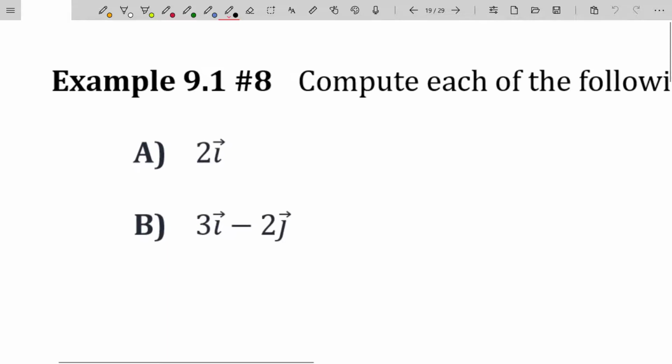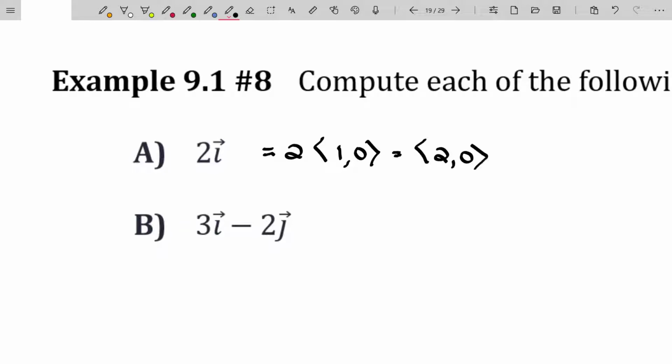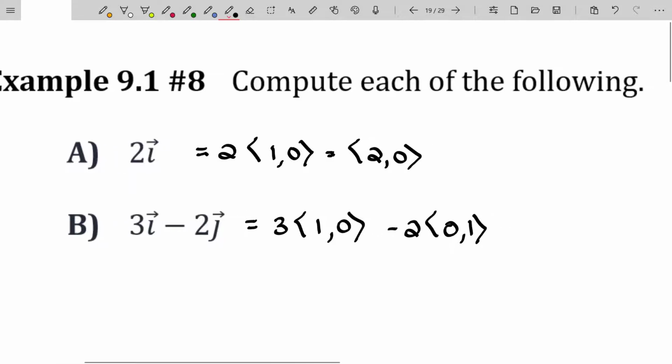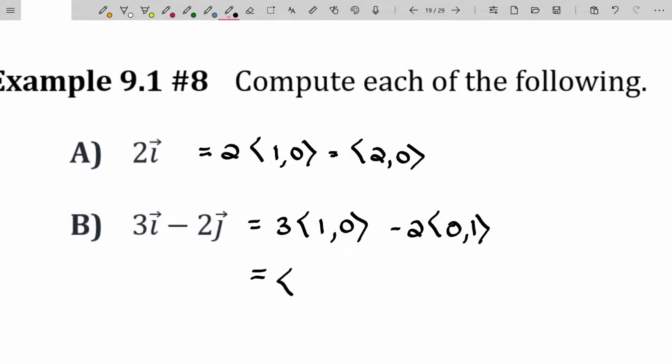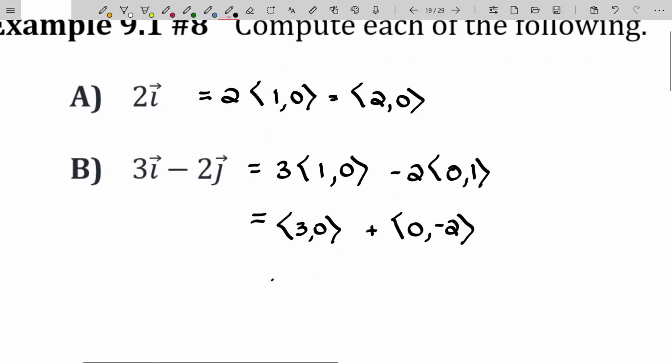So computing 2 times i is the same thing as saying what's 2 times 1, 0, which is the same as 2, 0. And this guy right here, 3i minus 2j, is the same thing as 3 times 1, 0 minus 2 times 0, 1. Or in other words, I'll just write it down below, 3, 0 plus 0, -2. Or in other words, 3, -2.